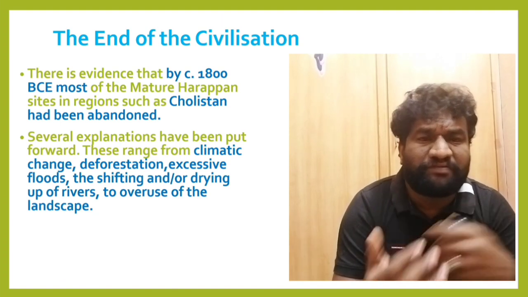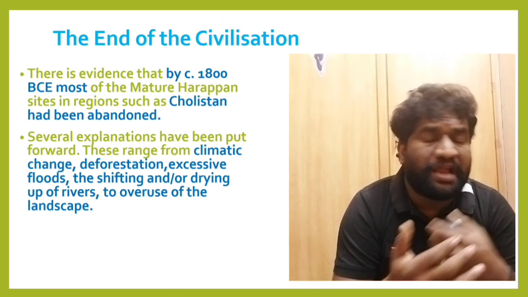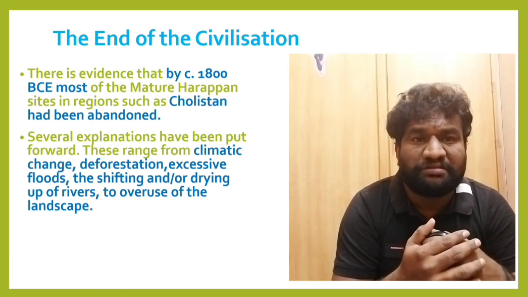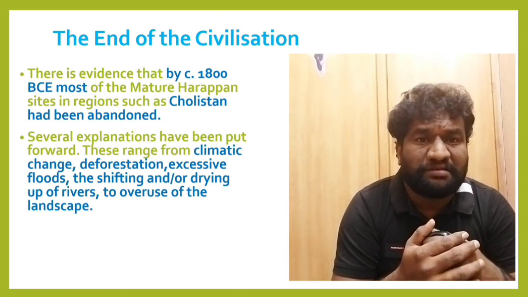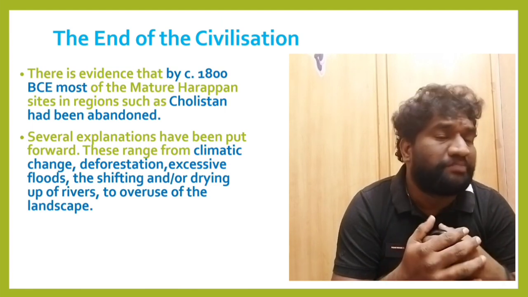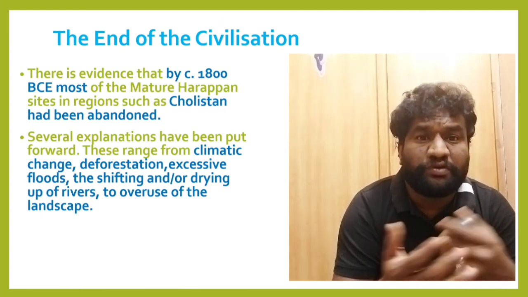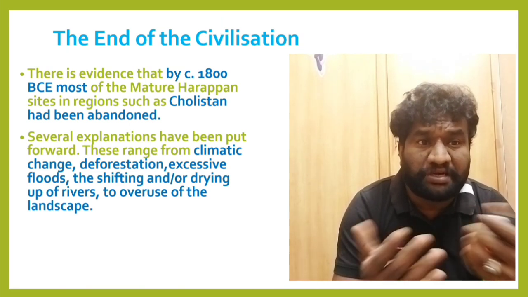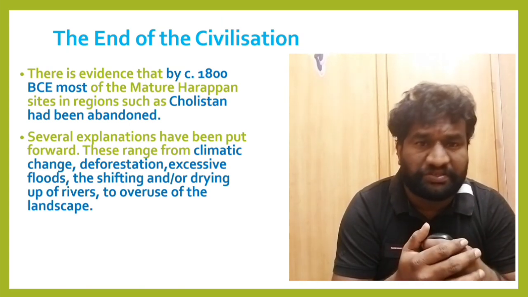The explanations range from climate change, deforestation, excessive floods, the shifting or drying up of rivers, to overuse of the landscape. These are the major reasons for the end of the civilization.